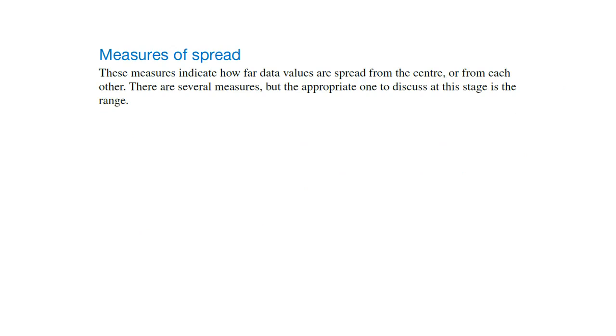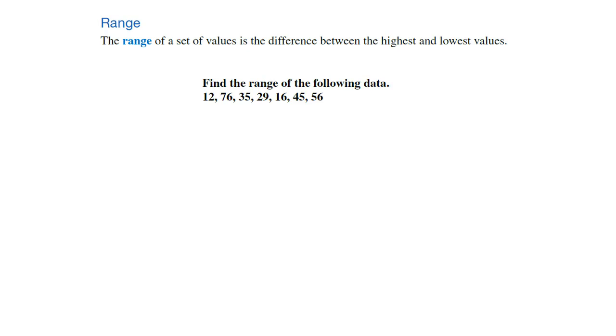So the measures of spread, these measures indicate how far data values are spread from the center and from each other. There are several measures, but the most appropriate one to discuss at this stage is the range. The range for a set of values is the difference between the highest and the lowest values. The difference here means highest minus lowest.